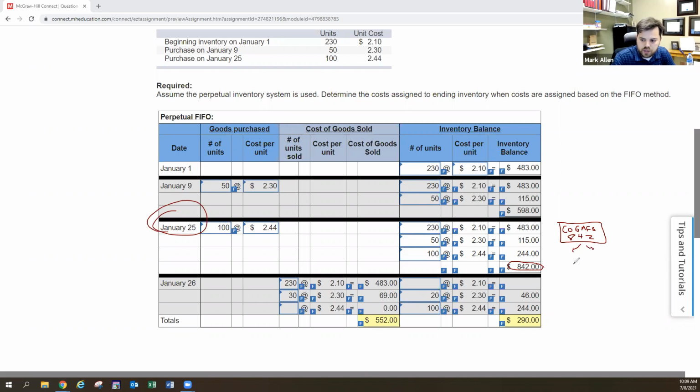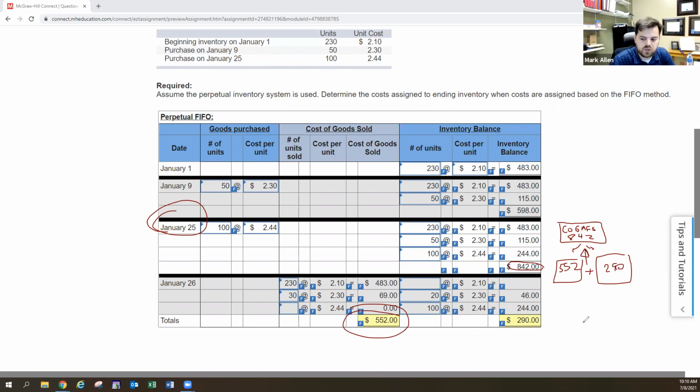And we've established that that means this will be split between cost of goods sold and ending inventory. So cost of goods sold in this case, 552, and inventory balance, 290. And if I add these two up, I do in fact come back to the 842.